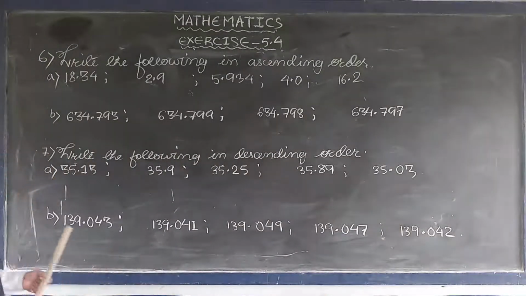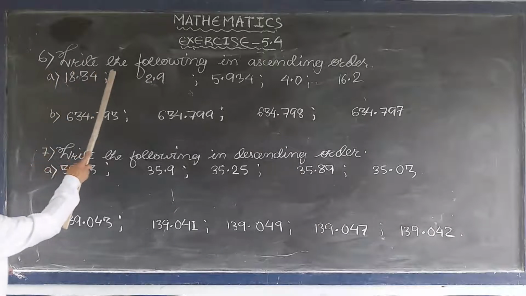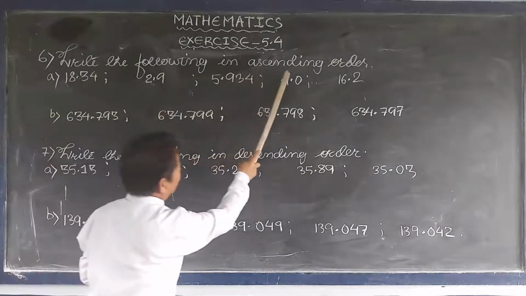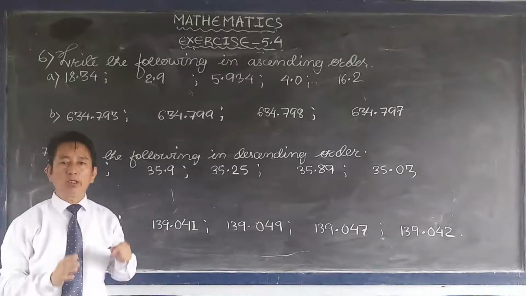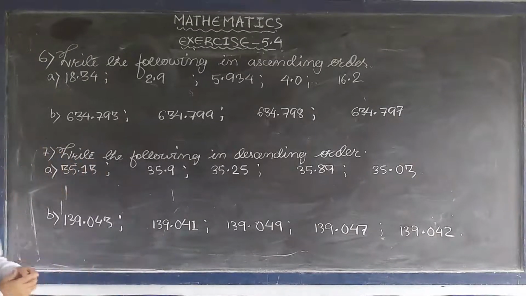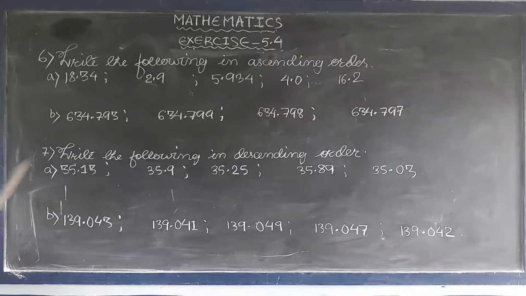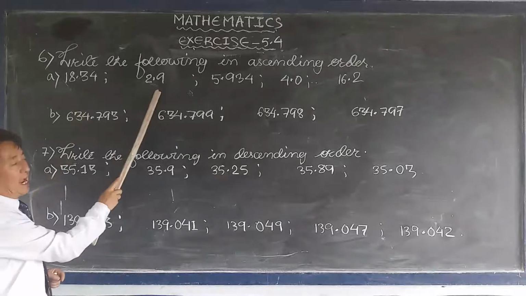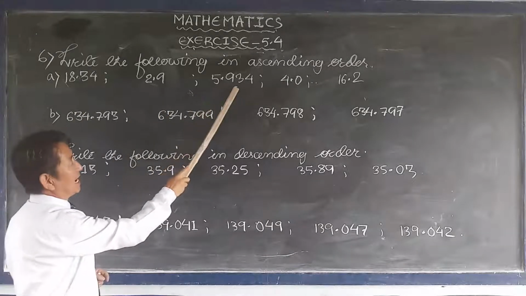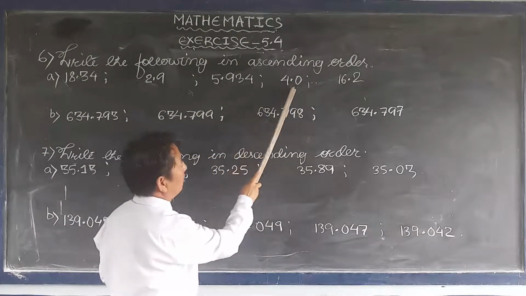Now we have question number 6. Write the following in ascending order. Ascending order means smaller to greater. As you can see here, A: 18.34, 2.9, 5.934, 4.0, 16.2.